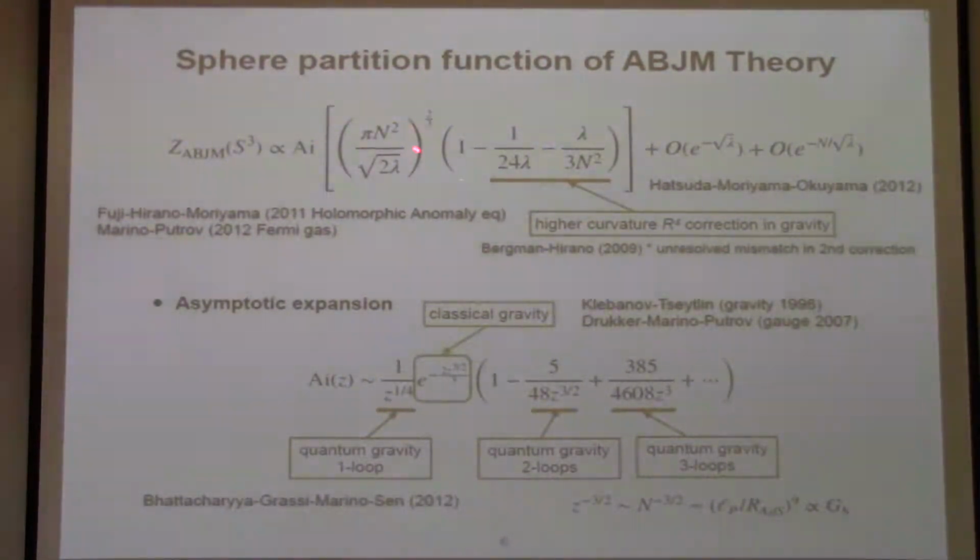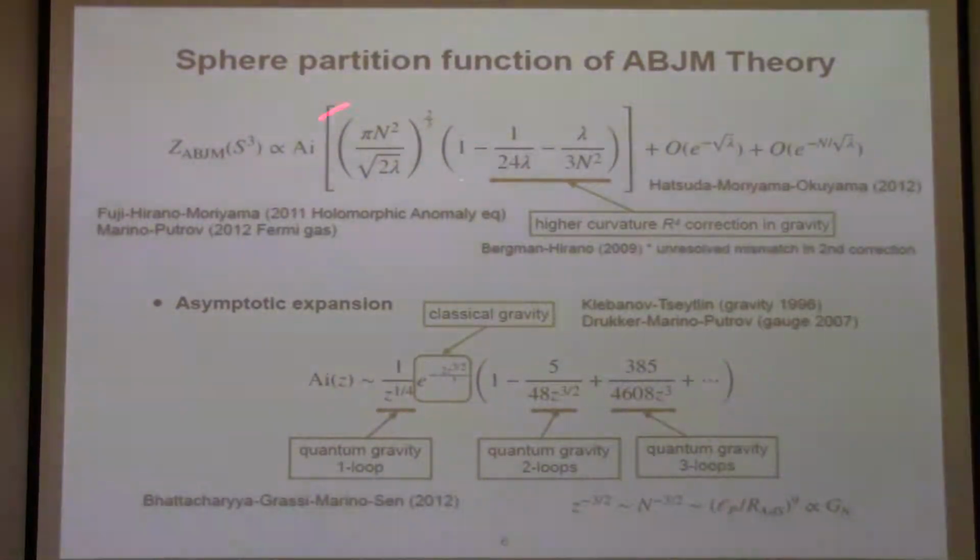So we have the Airy function, with a specific dependence on N and lambda, and we have these things. There's this shift, which corresponds to higher curvature corrections, so today I ignore this part. I want to reproduce this from pure gravity.